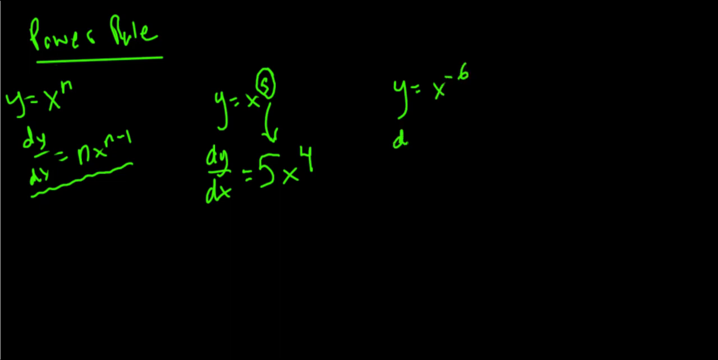Here's what we're going to do. We need to find dy dx. We're going to move that power to the front, so negative 6x. And then what is negative 6 minus 1? Well, that's negative 7. And there's our answer.